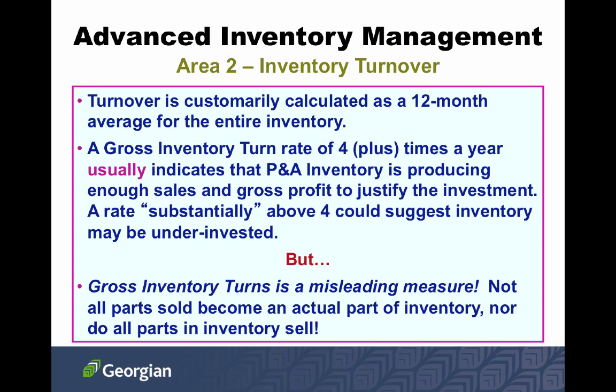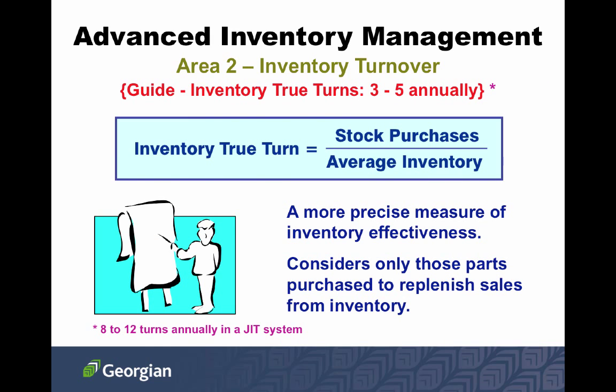And the better measure that is used is this measure, inventory true turns. The measure in the weekly stock orders is 3 to 5 turns annually. And in the weekly stock order setting, in the just-in-time setting, typically 8 to 12 turns. Toyota says a minimum of 12 turns today. So it is a more precise measure. Why? It uses in the numerator stock purchases, not the total cost of sales. That proportion of purchases that were to replace parts to replenish sales from inventory.